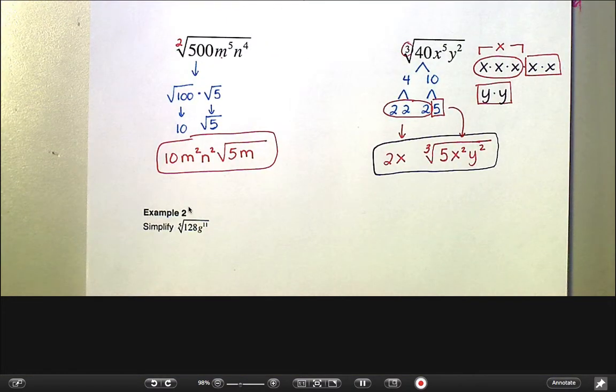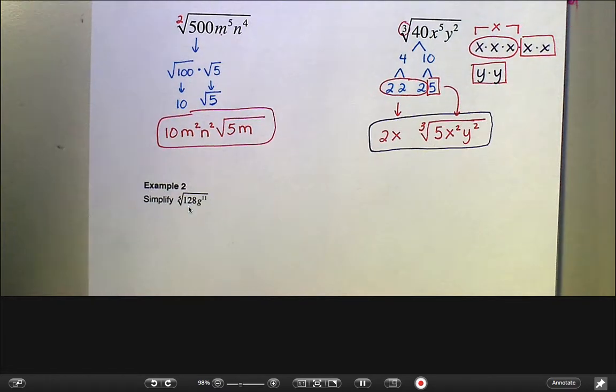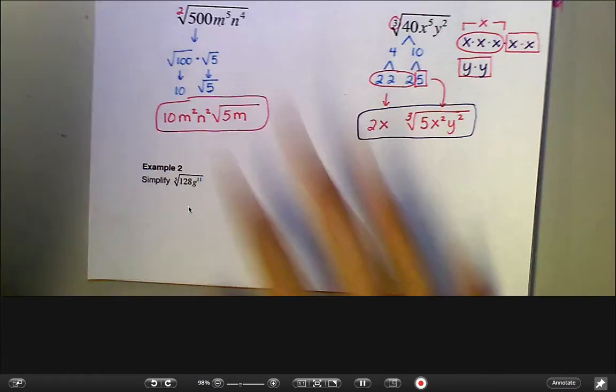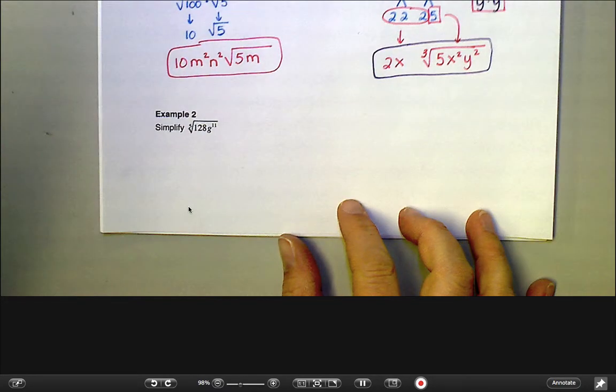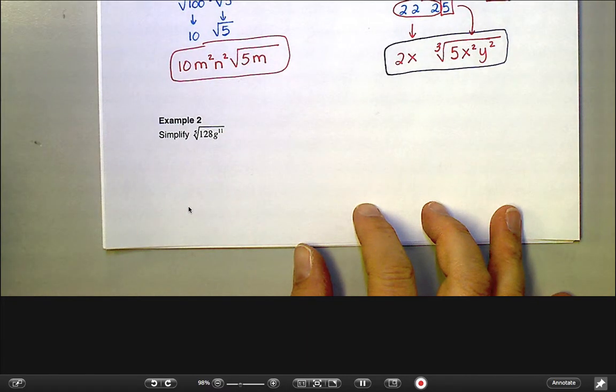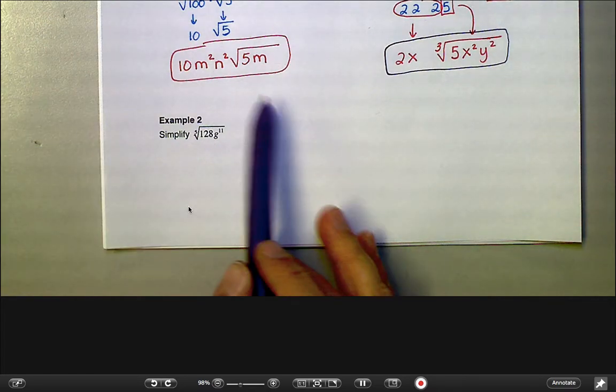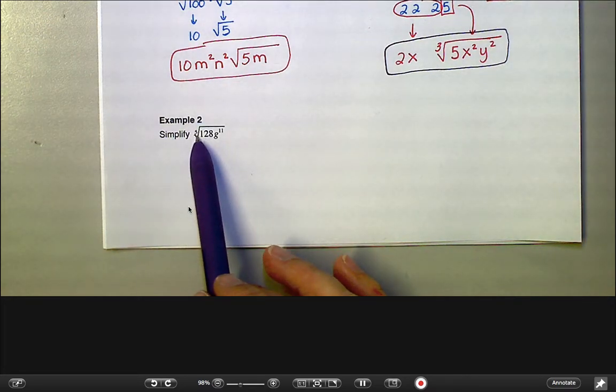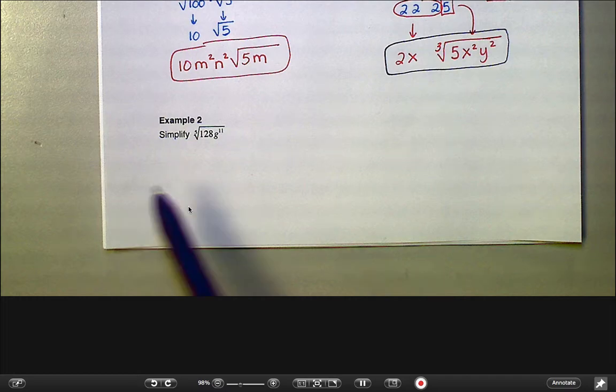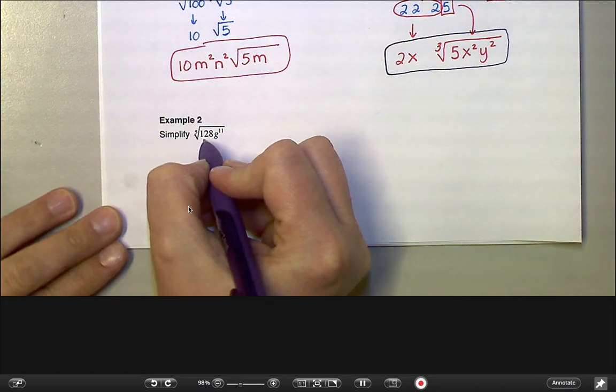With example 2 here, we are simplifying this thing. Sorry about that. My suggestion to you is that we start with a factor tree, okay? Because I don't know all my powers of 5 off the top of my head, and even if I did, I don't know which ones go into 128, okay?